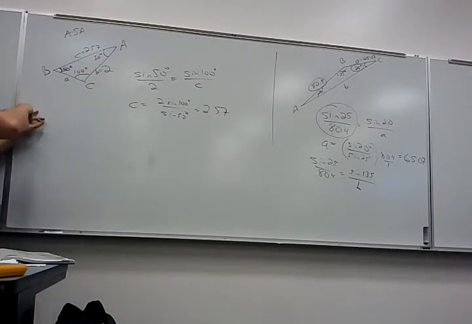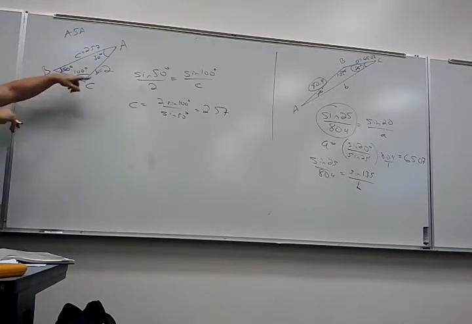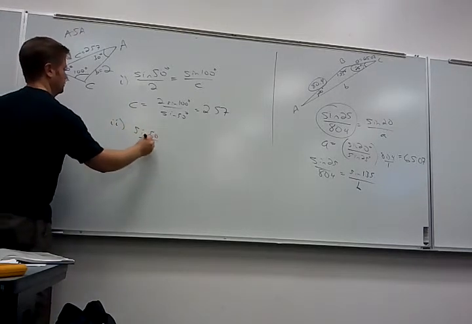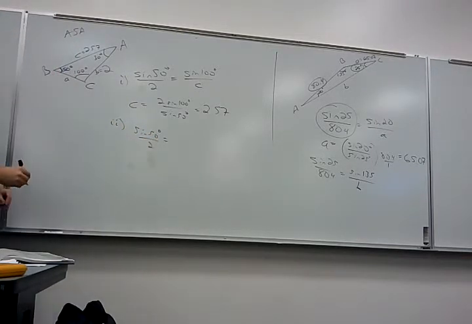And the only thing I don't know still is A, little a. So I do the same thing again: sine 50 over 2. Why did you multiply the whole thing by 80.4 on that one, and then on this one you just multiplied by 10? Okay.